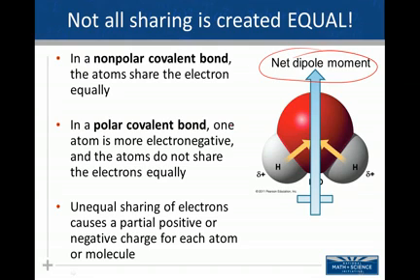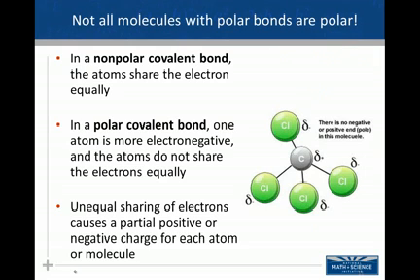But it's not essential for the AP Bio exam. It is essential for the AP Chem exam, just in case you're in both classes. In a polar covalent bond, like I said, one atom is more electronegative. The atoms don't share electrons equally, and the unequal sharing causes a partial positive or negative charge for each atom. So here's my plus end, and here's my negative end. That's what I want you to walk away with.